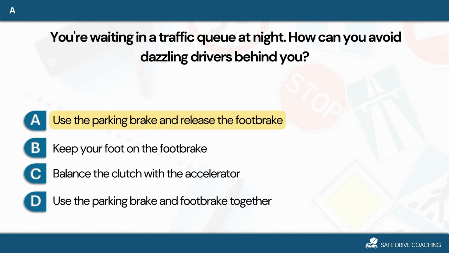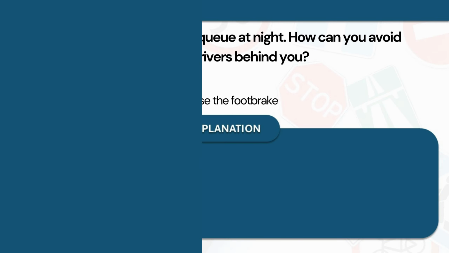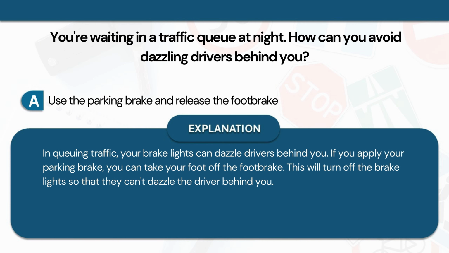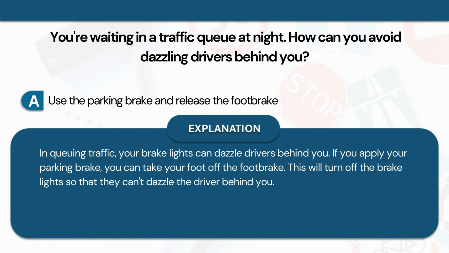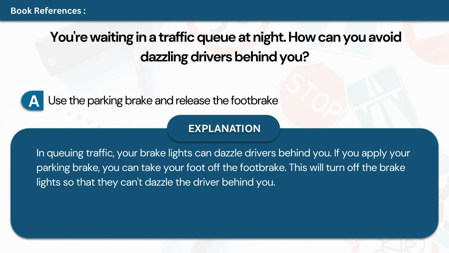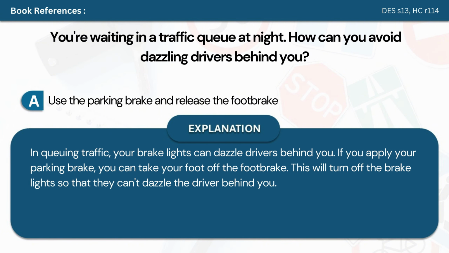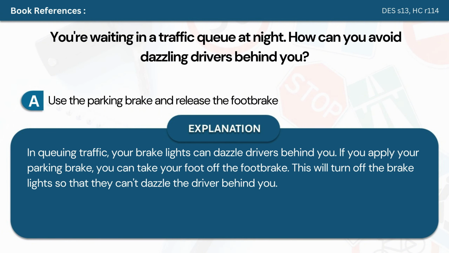The correct answer is A. Use the parking brake and release the foot brake. In queuing traffic, your brake lights can dazzle drivers behind you. If you apply your parking brake, you can take your foot off the foot brake. This will turn off the brake lights so that they can't dazzle the driver behind you.